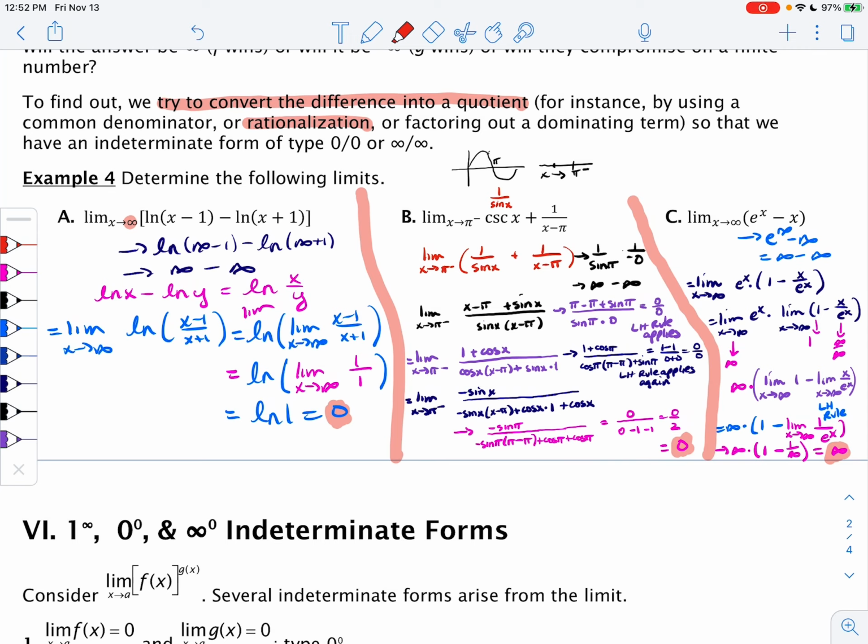I'm going to stop here and create another video, and that video is going to go over the final indeterminate forms, and you see that there. We're going to be talking about indeterminate powers and how to deal with them. See you in a minute.